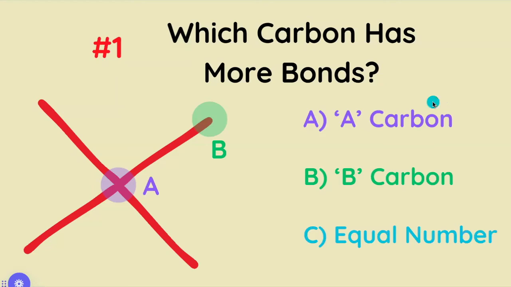In this molecule right here, which of these carbons has more bonds? Carbon A, carbon B, or do they both have the same? So the correct answer is that they both have an equal number of bonds.